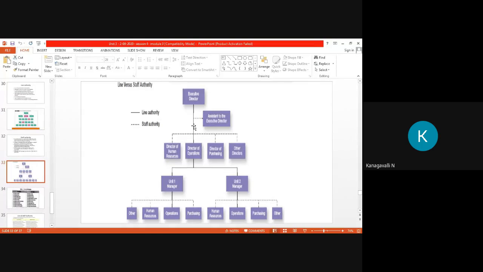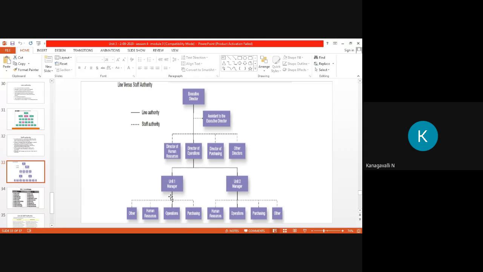So see the diagram for line versus staff authority. So this is a common diagram. See the dotted line representing staff authority, then the straight line representing line authority. So here the executive officer, then we have staff authority like director of HR, director of operation, director of purchase, then other directors. Then they directly communicate to unit one, unit two managers.